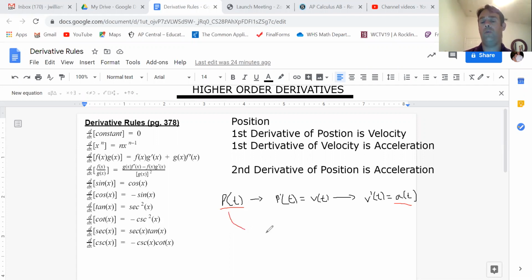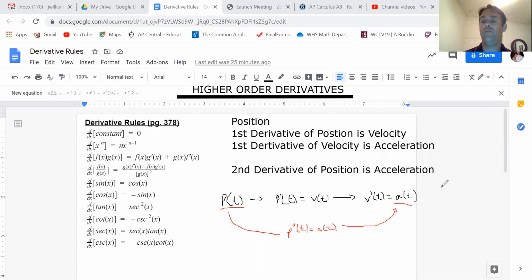Well, what if we wanted to go right to acceleration? There's two levels away. So what we'd say is that P double prime of t, or the second derivative of P, would be A of t. This leads us to this idea that we can have more than one derivative. We can have different layers of derivatives. It's a great way to say it.